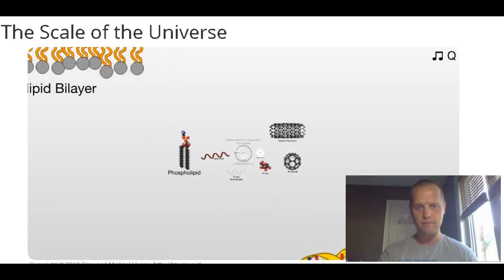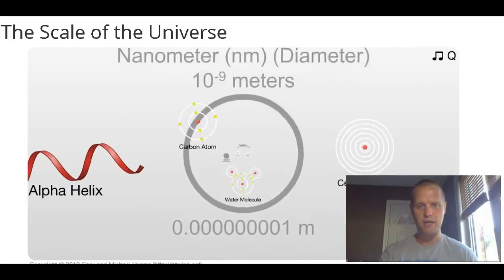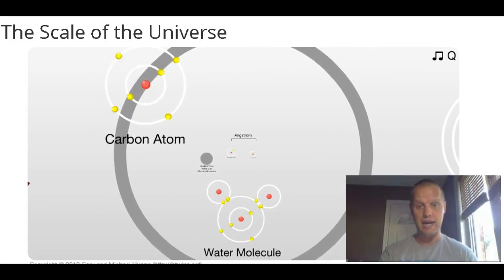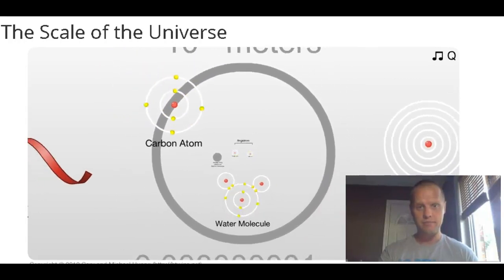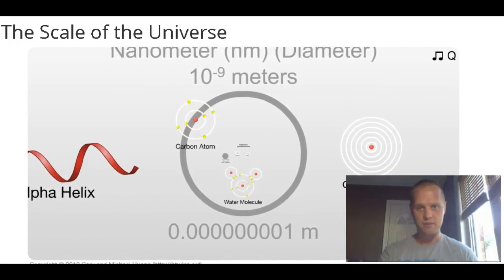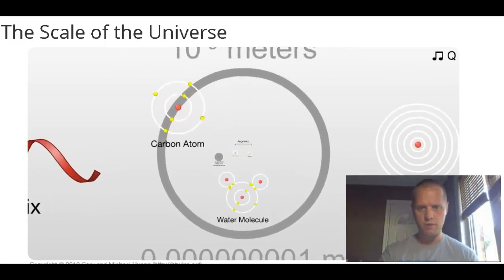Still zooming in. We're now down to the size of nanometers. Take a meter divided by 10 9 times. We are now at the size of a carbon atom. And an atom is at the size of nanometers. So take a meter divided by 10 9 times. You can see water molecules.